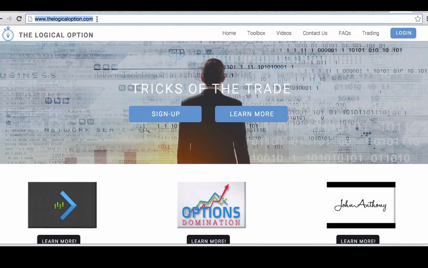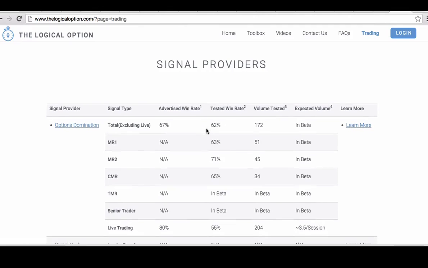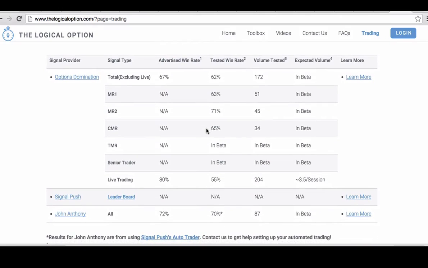So go to thelogicaloption.com, and then you're going to navigate. First, let's look at the trading page. On this page, we have compiled some statistics for different signal providers. This is important when you want to forecast what your long-term return is going to be. Right here, we have, for overall Options Domination, a 62% win rate. We recommend that you keep track of all your own statistics, your trading history, but to help you get started, we've compiled all of our history here.